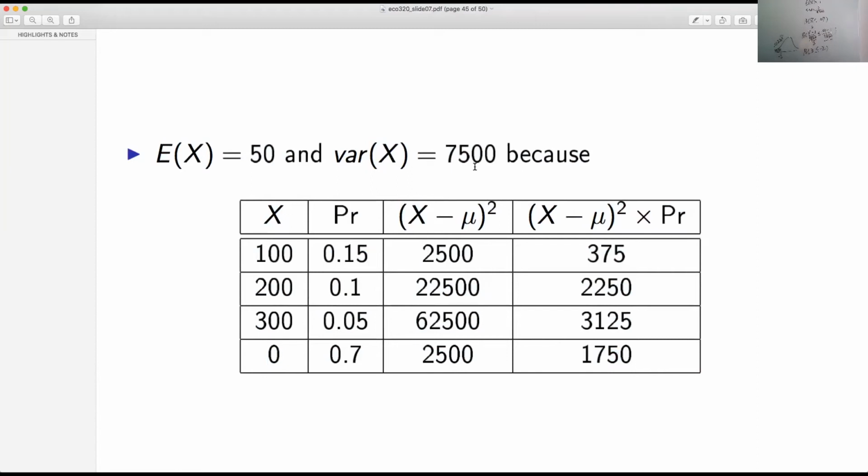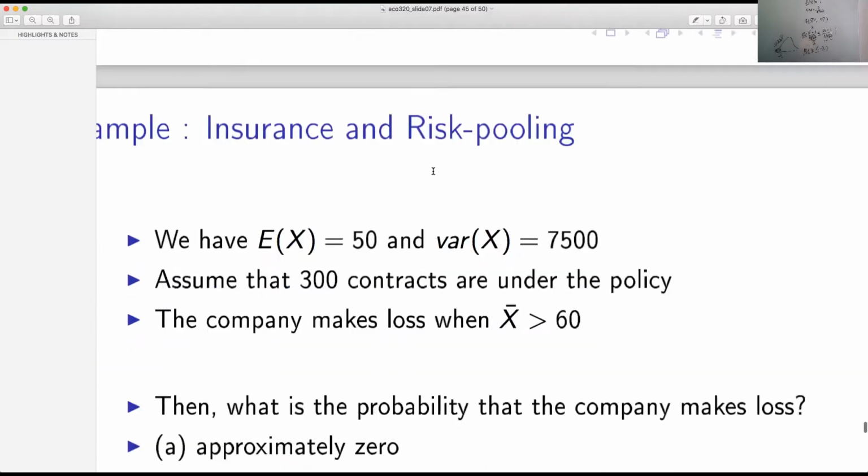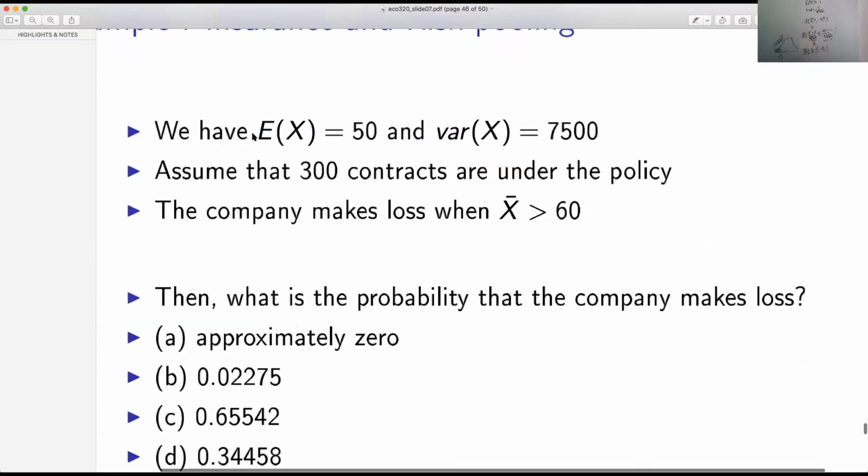First, get the squares of the deviations of X and the mean. So it would be 100 minus 50 squared, which is 2,500, times the probability, which is 0.15, giving 375. Add everything up, and that would be the variance. Okay, so we had the expected value of X and the variance of X.